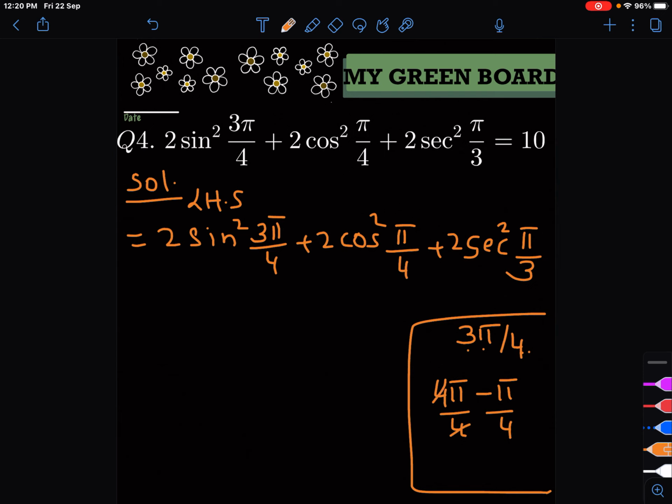Here it gets cancelled, so we are getting the value as pi minus pi by 4. Okay, so just write it here, 2 sin square of pi minus pi by 4. Simple, children, this trick is simple.